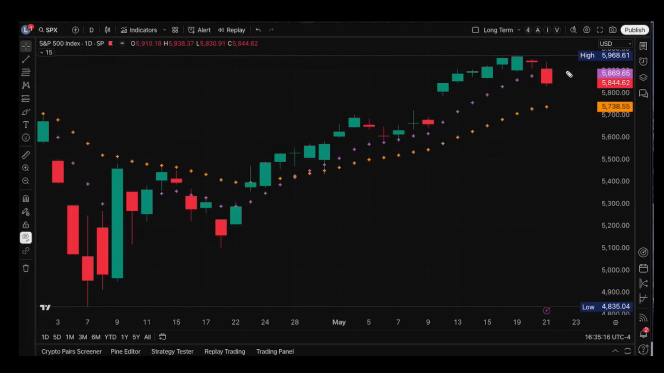We lost the 8 EMA today. We had spent quite a bit of time above the 8 EMA. That's the purple cross here. And today we did close below it. We are still above the 21 EMA on the daily, so we got that going for us.